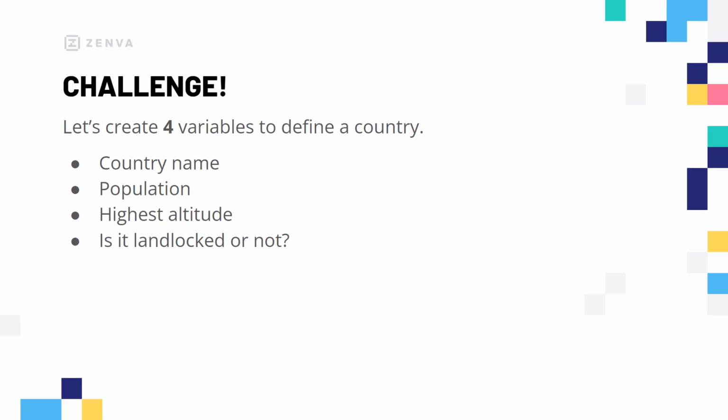Okay, so as a bit of a challenge, I want you to go ahead and create 4 variables which are going to be used to define a country, okay? And each of these variables should be using a different data type, okay? And the 4 variables that you need to create is going to be a country name, a population, a highest altitude, and whether or not that country is landlocked, okay? Does that country have access to the sea? So each of those variables need to have a different data type, and then I also want you to go ahead and print all of these 4 variables out inside of the ready function so that when we press play, we can see them in the output. So have a go at that, and I'll be right back to see how you're done.